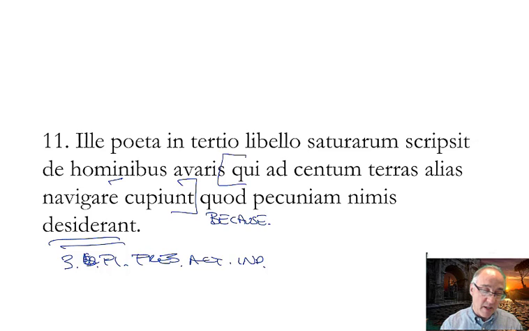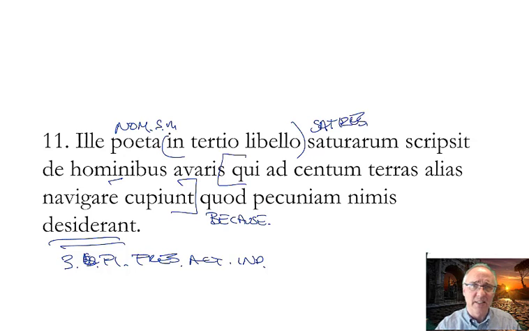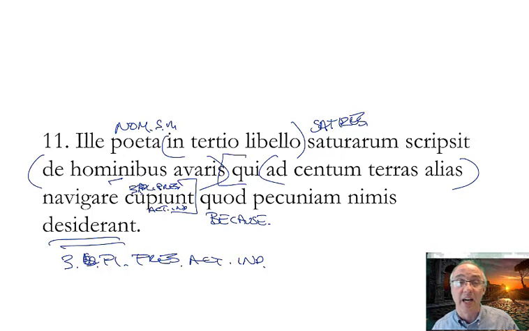So, ille poeta, nominative singular masculine, that poet, in the 3rd book, in tertio libello saturarum, of satires. Satires are attacks in this case, and that's what they mean. That poet wrote, scripsit, in his 3rd book of satires, about greedy men, de hominibus avaris, about greedy men who want, 3rd person plural, present active indicative, who desire to sail, complementary infinitive, to 100 other lands, ad centum terras alias, because they desire money too much.